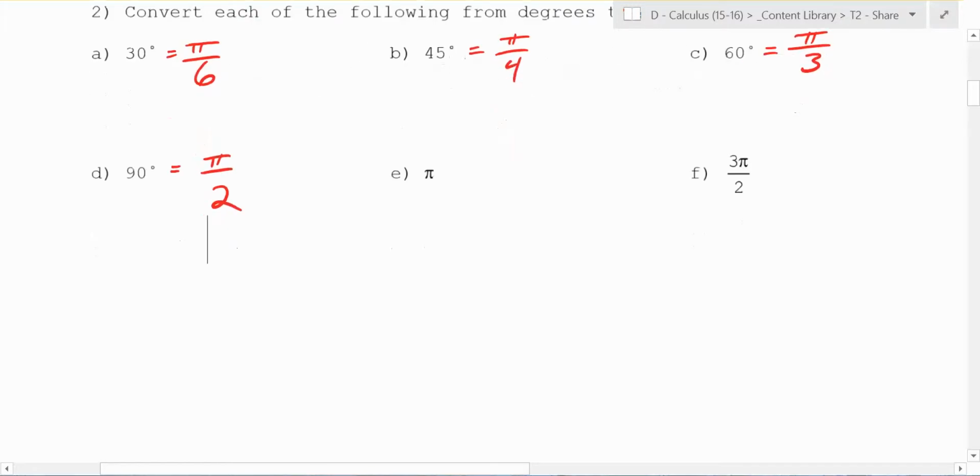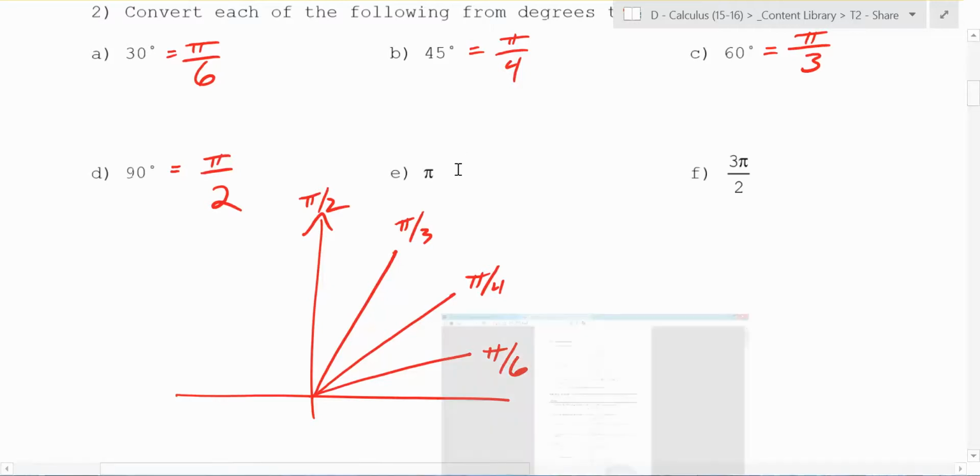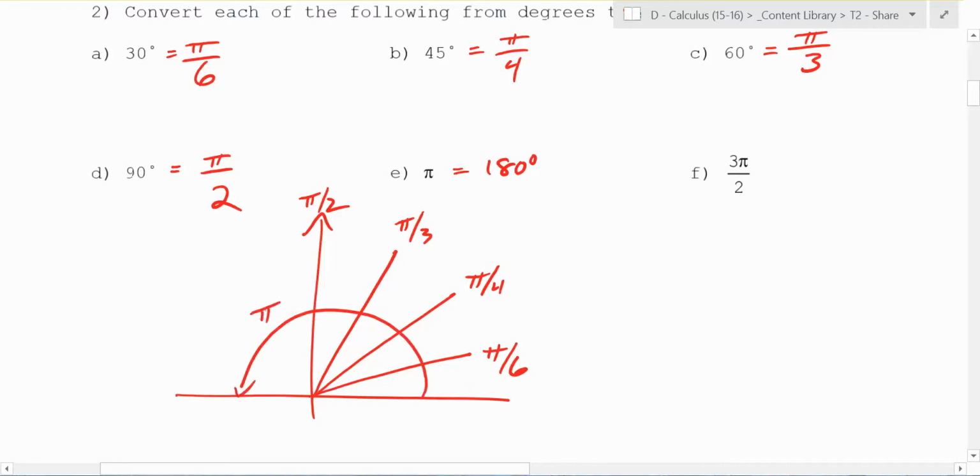What do each of those look like on the unit circle? Well, there's 30 degrees, there's 45 degrees, there's 60 degrees. So there's pi over 2, there's pi over 3, there's pi over 4, and here's pi over 6. What about pi? How many degrees is that? That's equal to 180 degrees because pi is all the way to here. You're always measuring from the positive x-axis.